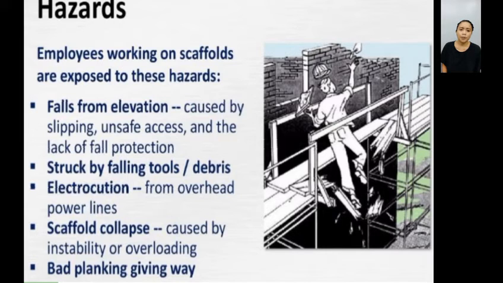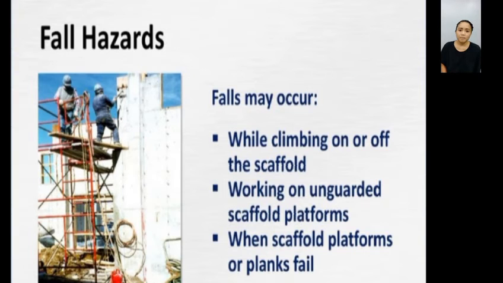How wide does the work area need to be on scaffolding? Each scaffold platform and walkway must be at least 18 inches or 46 centimeters wide. When the work area is less than 18 inches or 46 centimeters wide, guardrails and/or a personal fall arrest system must be used. Fall hazards. Falls may occur while climbing on or off the scaffold, working on an unguarded scaffold platform, or when scaffold platforms or planks fail.